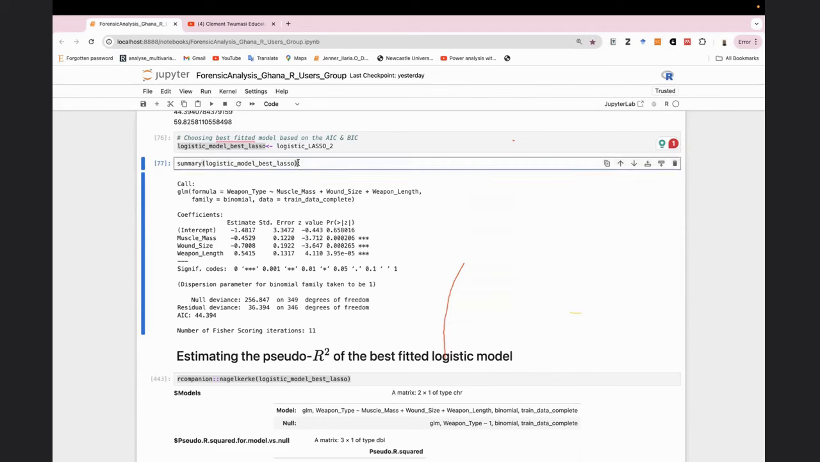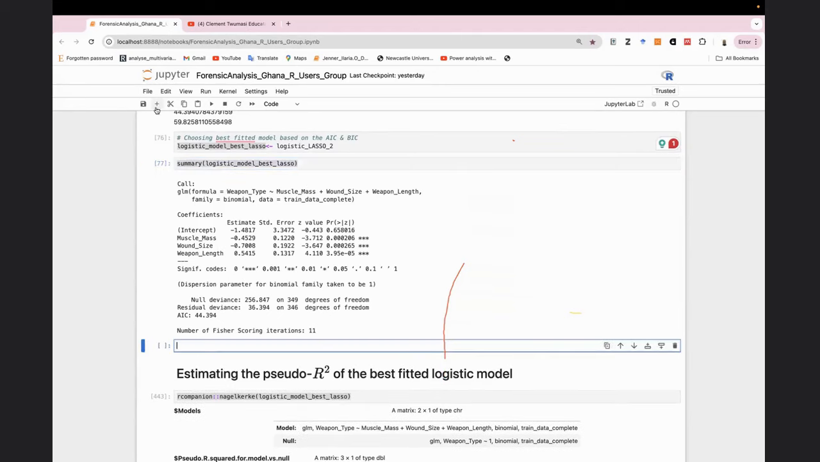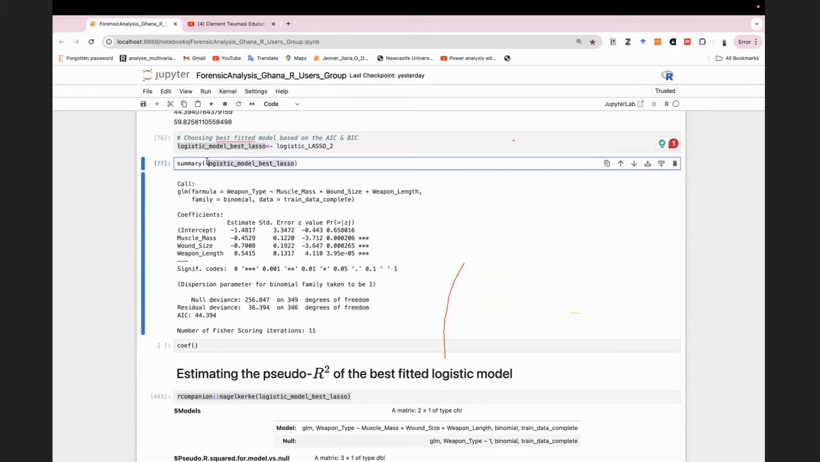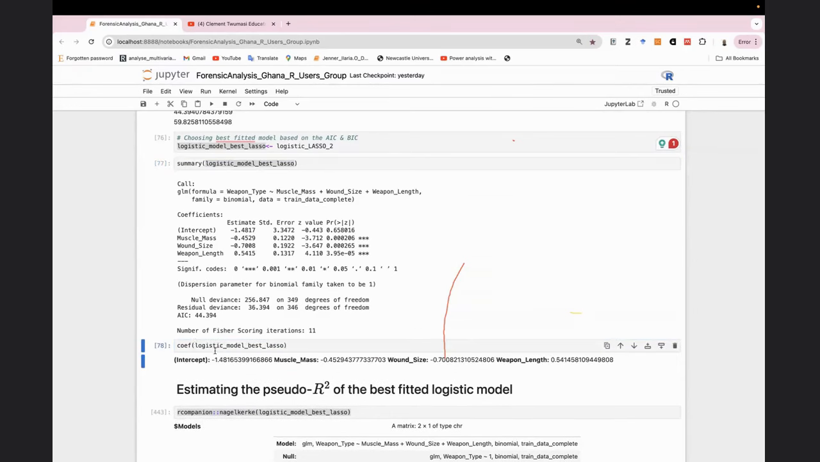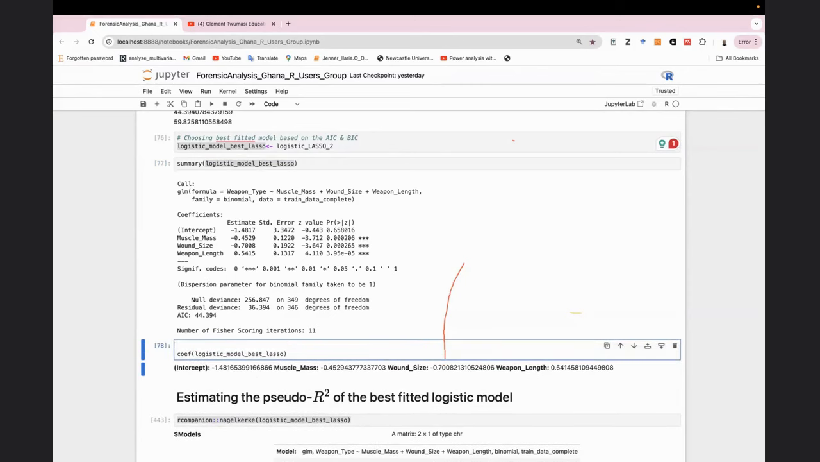So you can use summary to summarize the output, and you can also use coef, the coefficient function, on the model, and that will extract just the coefficients. Remember that when you fit a logistic model, the coefficients you are seeing are called the log odds coefficients. At this stage, they are not odds ratios. It only becomes odds ratios when you take the exponent of these coefficients.